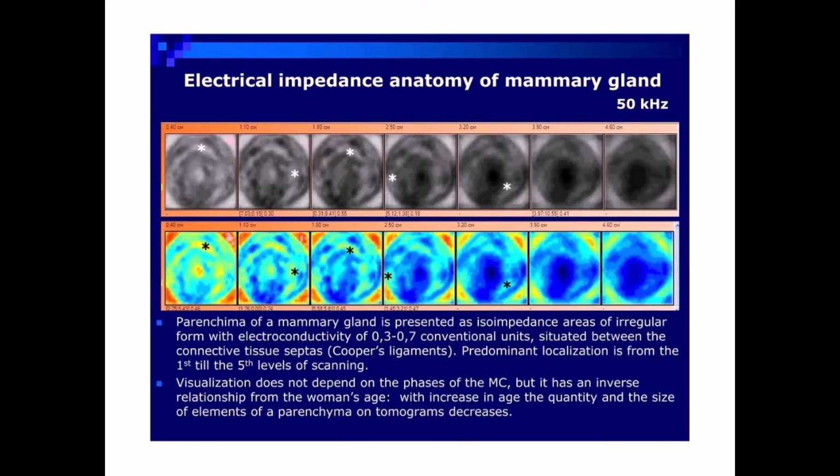Electrical impedance anatomy of mammary gland, 50 kHz. Parenchyma of a mammary gland is presented as isoimpedance areas of irregular form, with electroconductivity of 0.3 to 0.7 conventional units. Situated between the connective tissue septas, Cooper's ligaments. Predominant localization is from the first till the fifth levels of scanning. Visualization does not depend on the phases of the MC, but it has an inverse relationship with the woman's age. With increase in age, the quantity and the size of elements of a parenchyma on tomograms decreases.